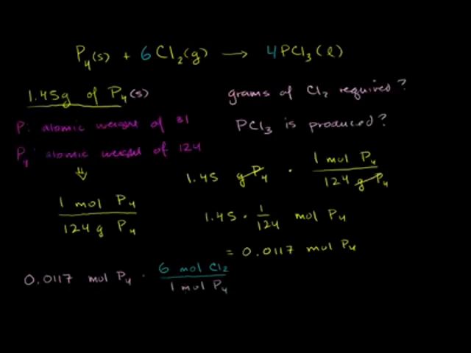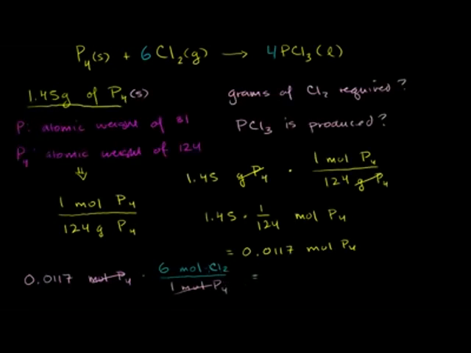And the reason I wrote it this way, instead of writing 1 mole of molecular phosphorus for every 6 moles of chlorine gas, is because I want to make sure that the units cancel out. And it also should make sense intuitively. If I have 1 of this, I'm going to need 6 of this. If I have 0.0117 of this, I'm going to need 6 times of the chlorine gas. And the units work out. This cancels out with that, and I'm just essentially multiplying by 6.